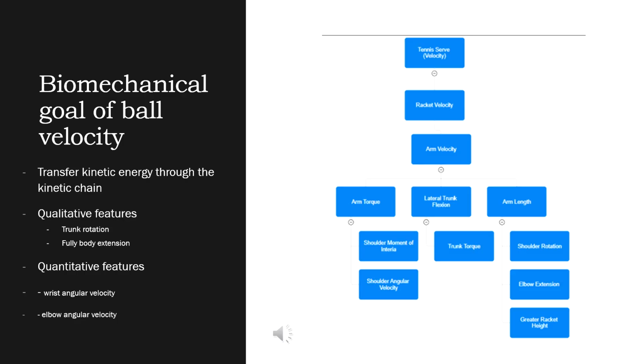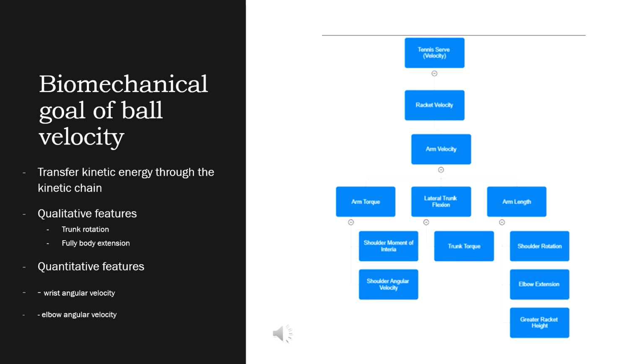As shown, we have the deterministic model on the right, with tennis serve velocity leading to racket velocity, then to arm velocity, which branches out into three things, with arm torque, which correlates down to shoulder moment of inertia, and shoulder angular velocity. The next section is lateral trunk flexion, which is influenced from trunk torque. And the last one is arm length, which is influenced from shoulder rotation, elbow extension, and then greater racket height.